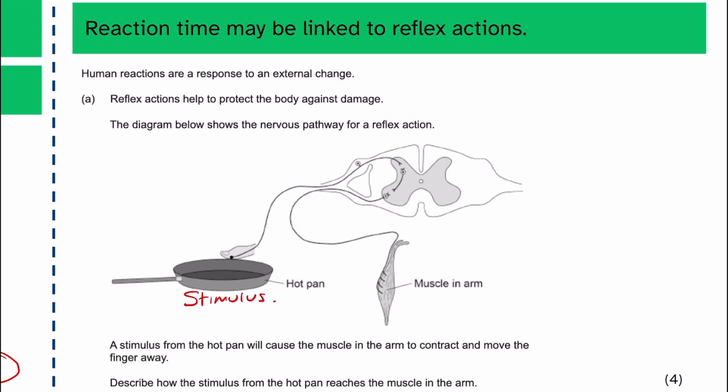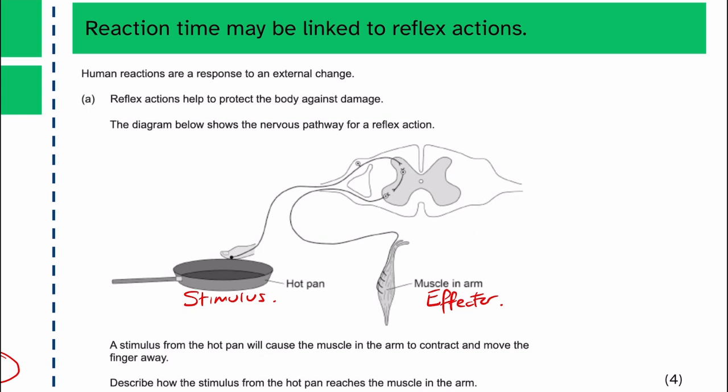Okay, it's a good idea to sort of scribble on your exam paper. It's not going to lose your marks to label a few things to help it make sense to you before you start answering the question. So a stimulus from the hot pan will cause the muscle in the arm to contract and move away. Describe how the stimulus from the hot pan reaches the muscle in the arm. All right, so basically we need to describe all of the stages between the stimulus and the muscle in the arm. A muscle is an effector. Okay, so we've got to say everything in between.